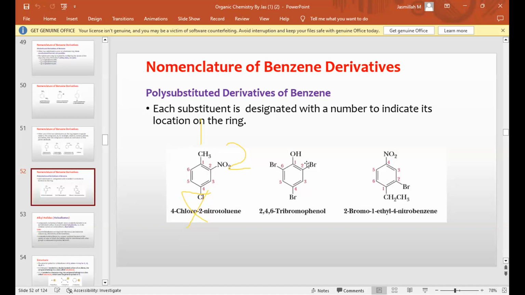Similarly for this compound here, the parent molecule is phenol because of this OH group here. So counting starts here, 1, 2, 3, 4, 5, 6. So 2, 4, 6-tri, because there are three bromo substituents, 2,4,6-tribromophenol, and similarly for this compound here.